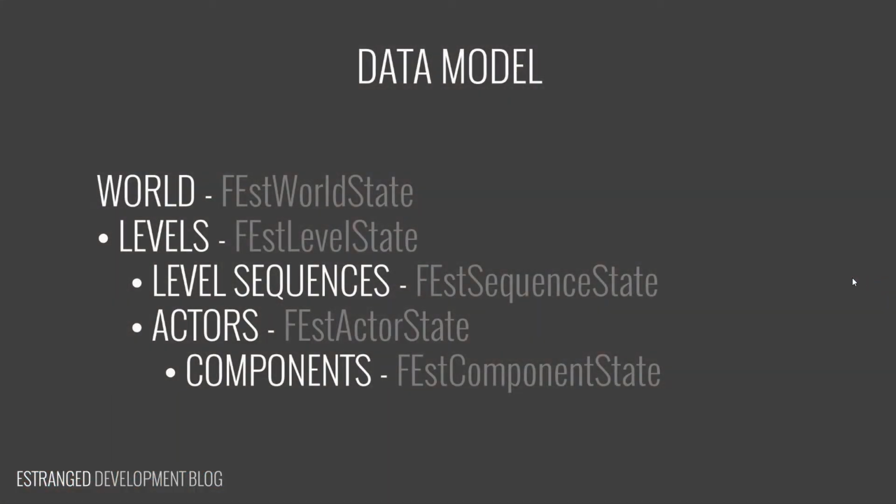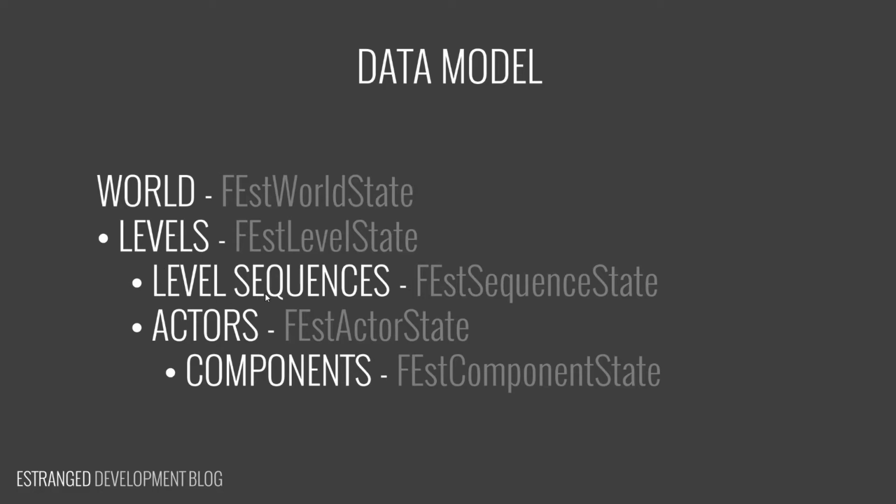So let's go into how it works. So the save architecture is kind of a tree. At the top, for Estranged purposes, we have one world. In Unreal you can have multiple worlds, which I've never used, but for Estranged you only ever have one world. So world is at the top, and we've got a struct in C++, world state. Below that, we've got a list of levels, which corresponds to the struct est level state.